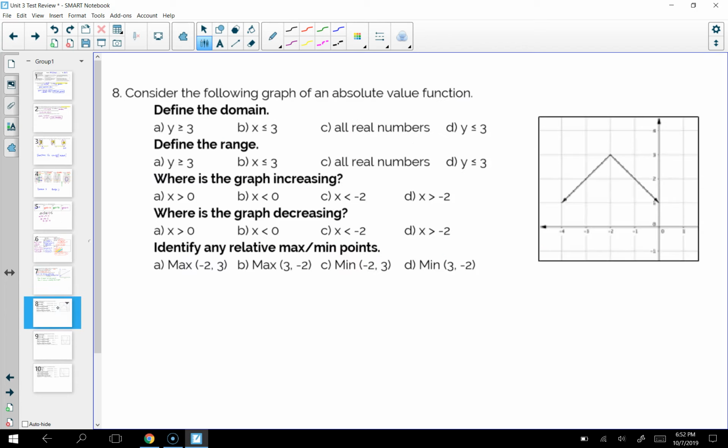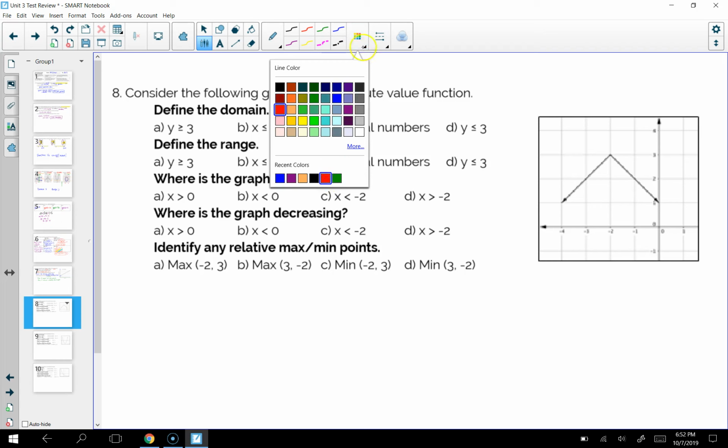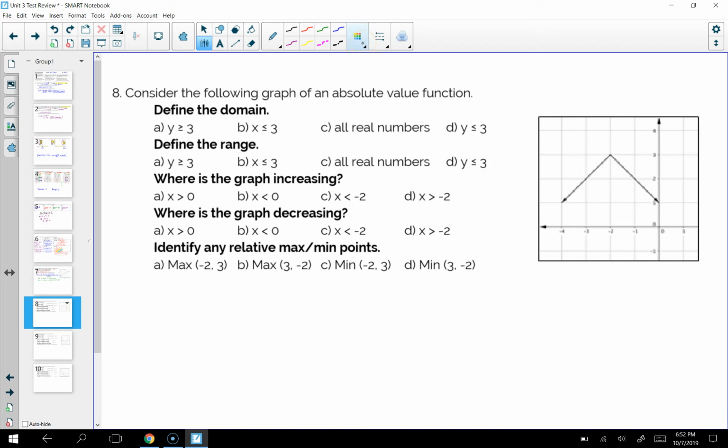All right, next one. These were all the other key features. So let's look at this one. It's multiple choice, and there are ones like this on your test on Wednesday that are also multiple choice. So you've got to pay attention. I'm going to show you some tricks to help. Consider the following graph of an absolute function. Here it is.